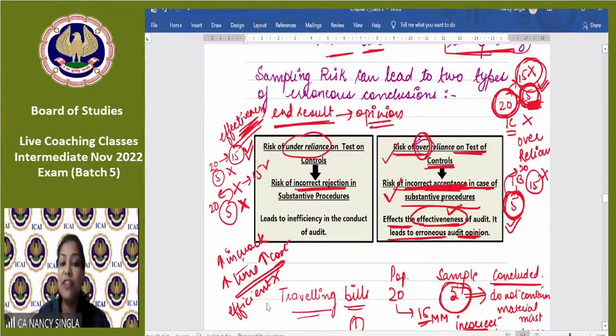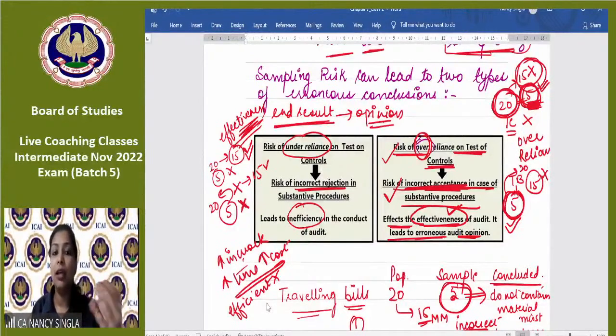Why? Because efficiency क्या होता है? Doing the work within the time and the cost. अब यहाँ पर chances of giving erroneous audit opinion तो नहीं होगा ना. ज़्यादा से ज़्यादा क्या होगा? Auditor will be doing extra work, but there will be an impact on what? Efficiency. Because अब auditor 15 को भी डिटेल में चेक करेगा. He will not rely on the internal control. He will not go for audit sampling. He may check in detail. He will go for 100% checking.